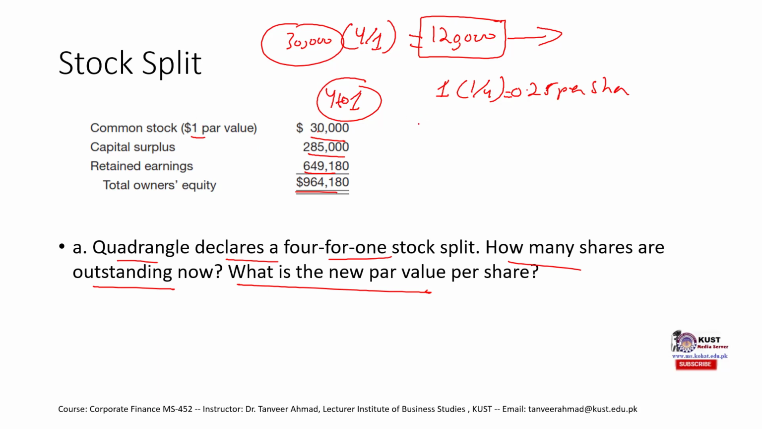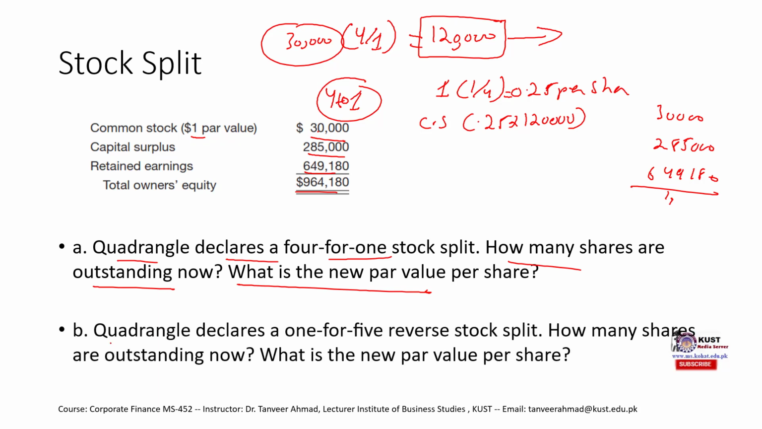So now what you need to do is calculate. So this par value would be 0.25 multiplied by total new number of shares. So we would again have 30,000. All the other amounts would remain same except for the par value. Just the par value would change.